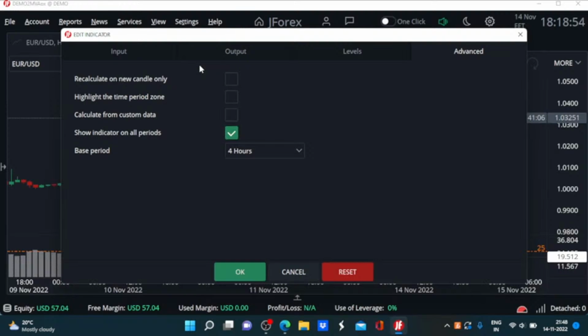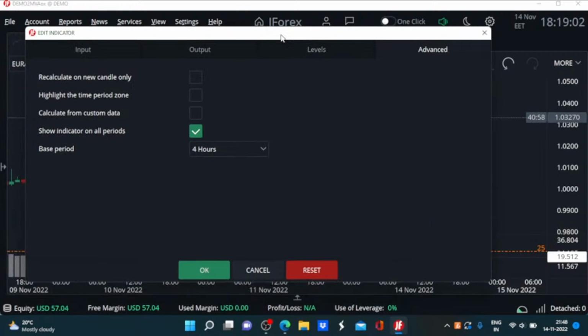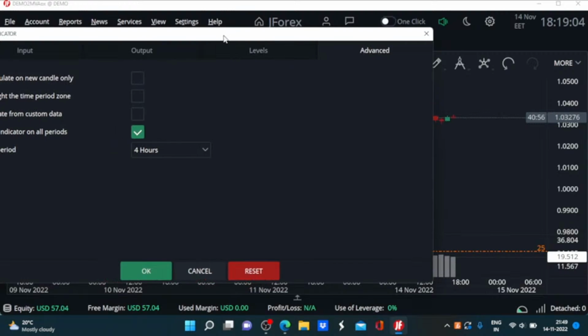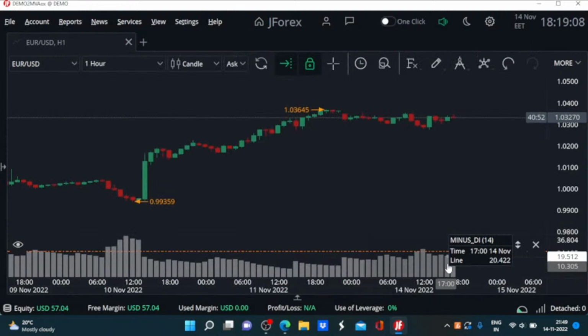Advanced editing options. If you want the current output of the indicator to remain constant throughout the current calculation period, then you get this option of recalculate on new candle only. If you want to highlight the calculation period, all you have to do is add this option, and whatever the current calculation period is, it will be highlighted.